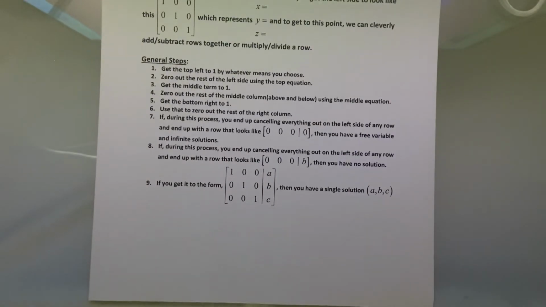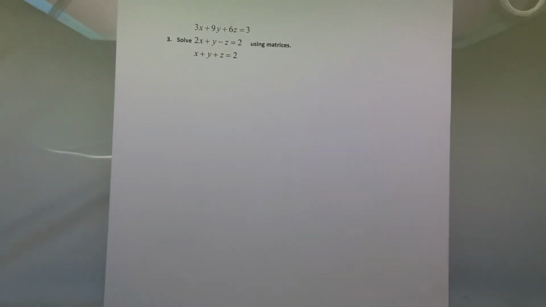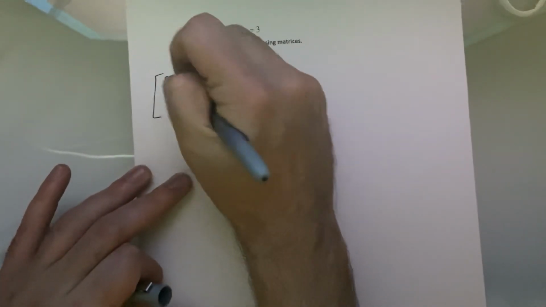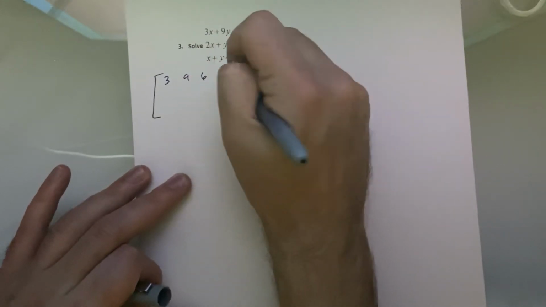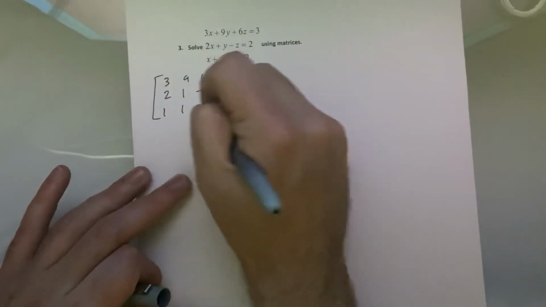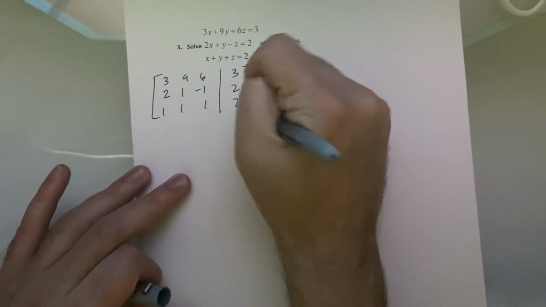Now we're going to do the problem that we did before, just in matrix method. And we'll start it in this video and continue it in the next video. So it's the exact same problem we just had. We solved 3x plus 9y plus 6z equals 3, 2x plus y minus z equals 2, and x plus y plus z equals 2 using matrices. So let's put this in the matrix: 3, 9, 6, 3; 2, 1, negative 1, 2; 1, 1, 1, 2.